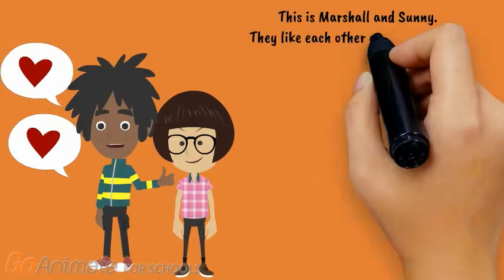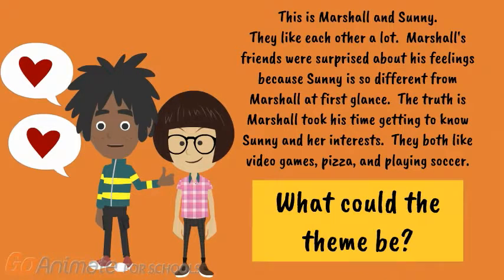This is Marshall and Sunny. They like each other a lot. Marshall's friends were surprised about his feelings because Sunny is so different from Marshall at first glance. The truth is, Marshall took his time getting to know Sunny and her interests. They both like video games, pizza, and playing soccer.